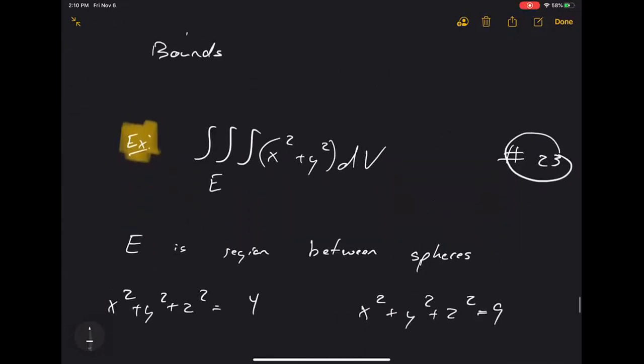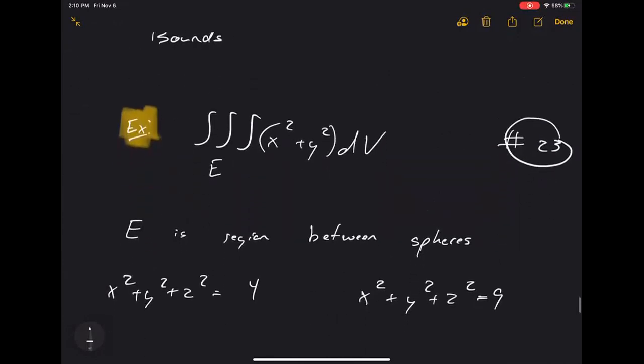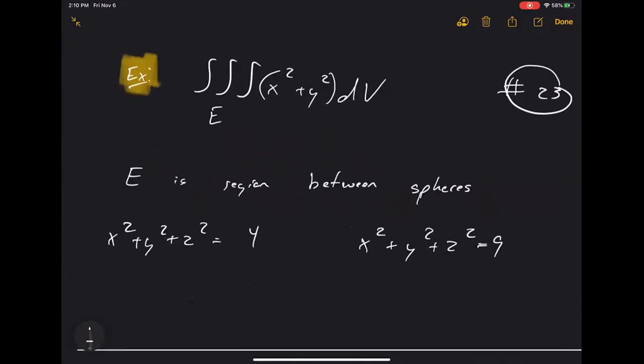So let's say we want to integrate x squared plus y squared on this region E, where E is the region between these two spheres, x squared plus y squared plus z squared equals 4, and x squared plus y squared plus z squared equals 9. So the sphere with radius 2 and the sphere with radius 3. Let's say I want to integrate this function on that region.